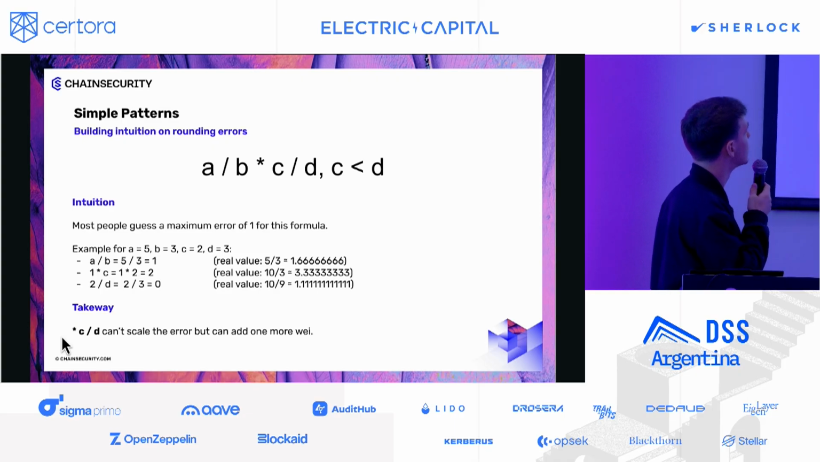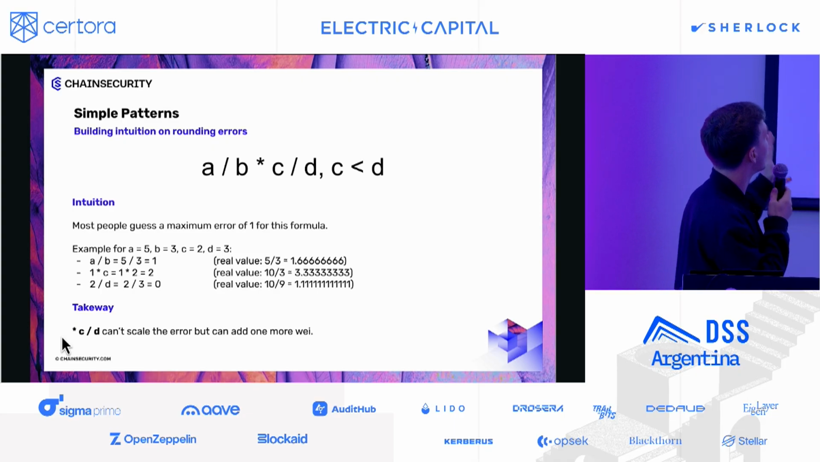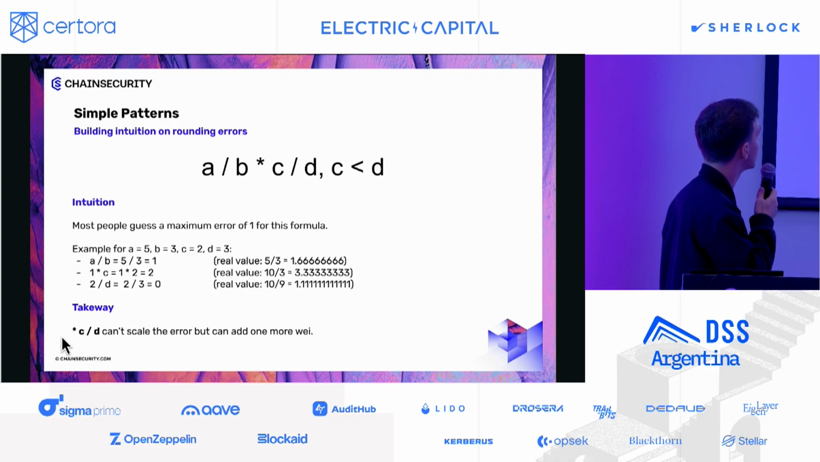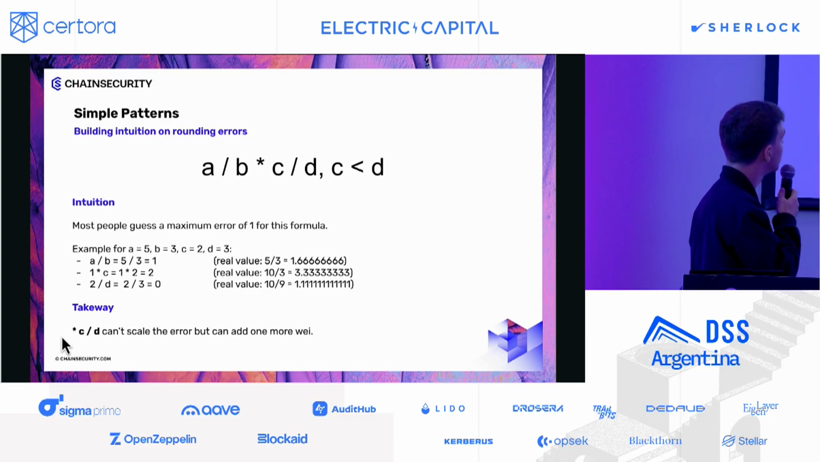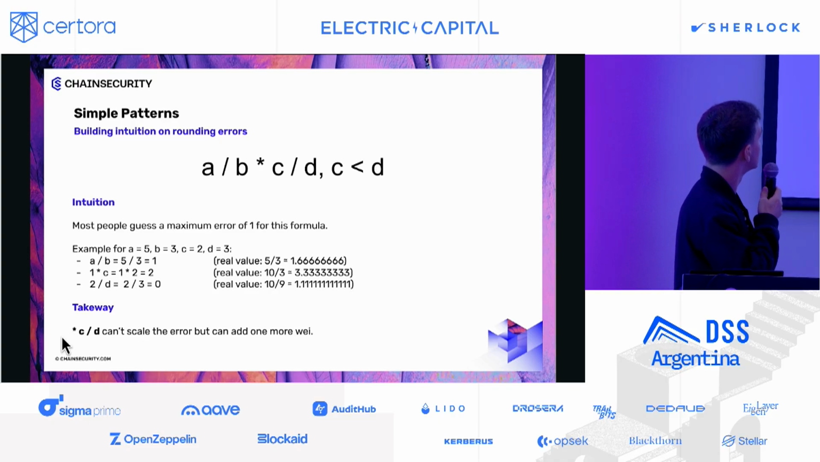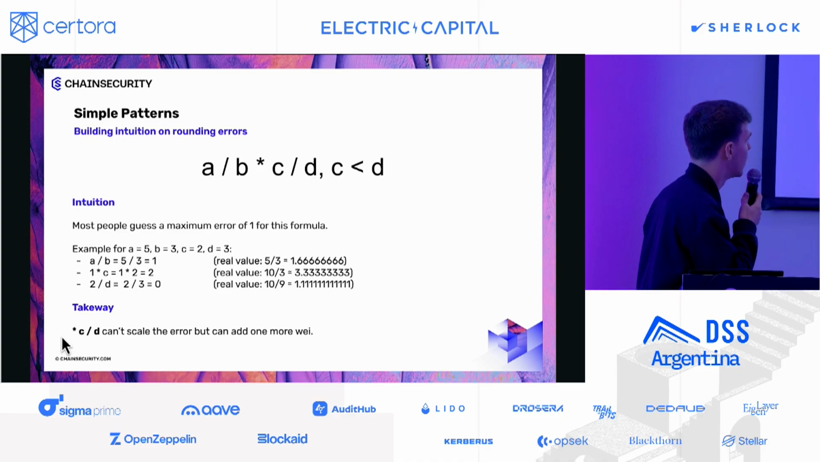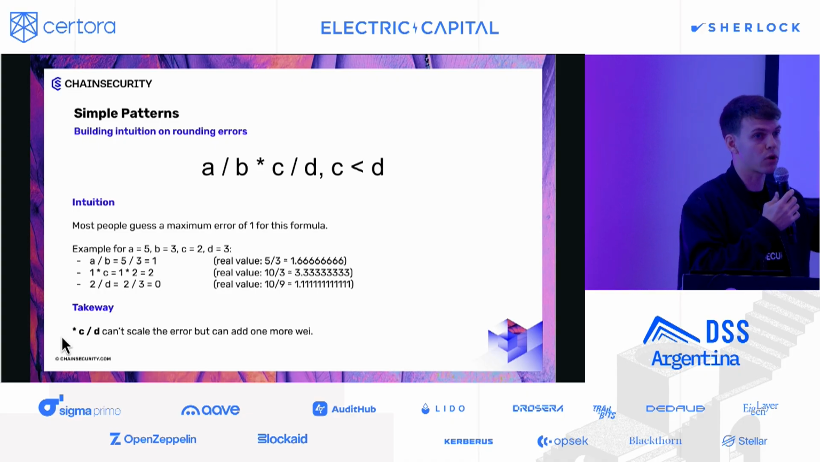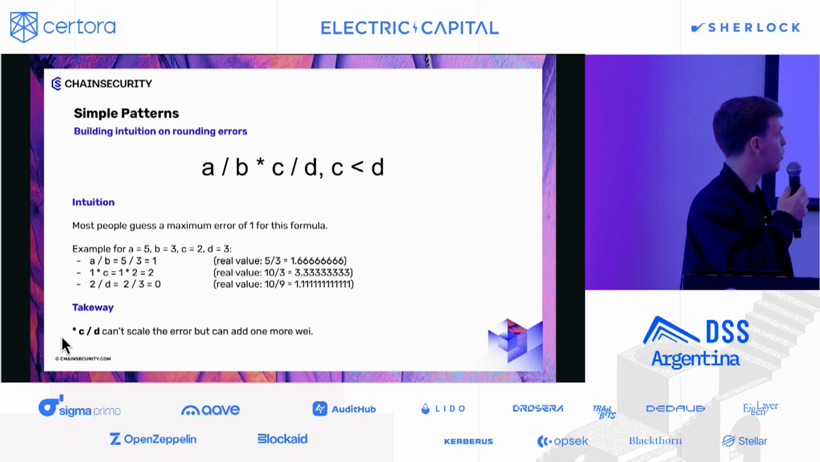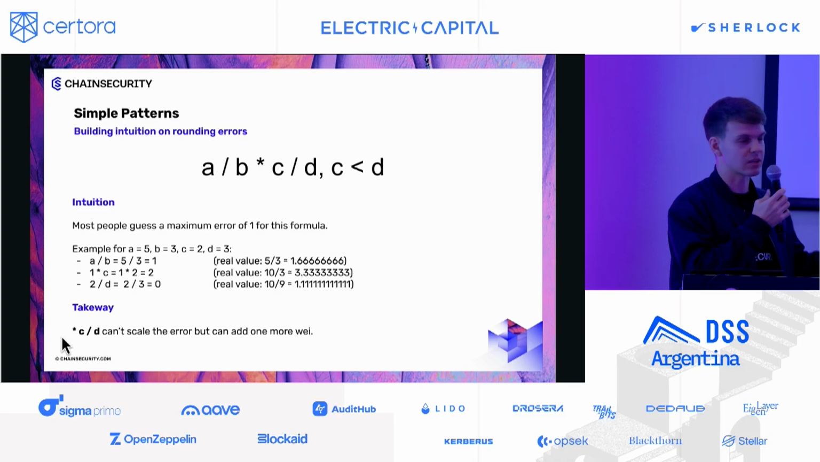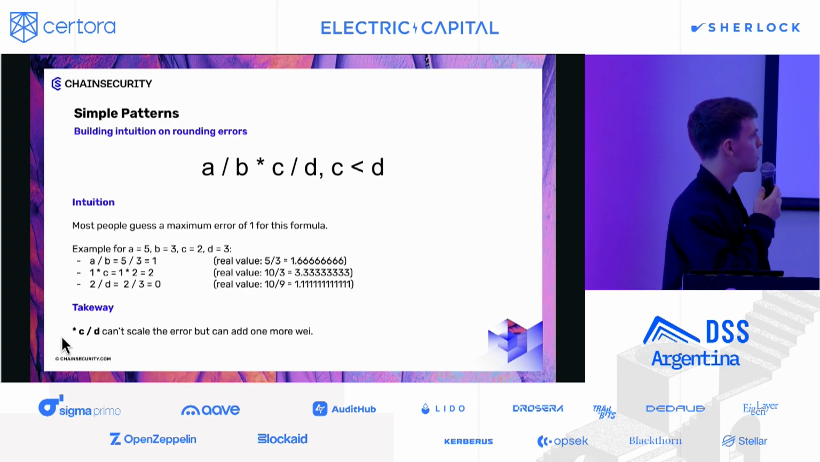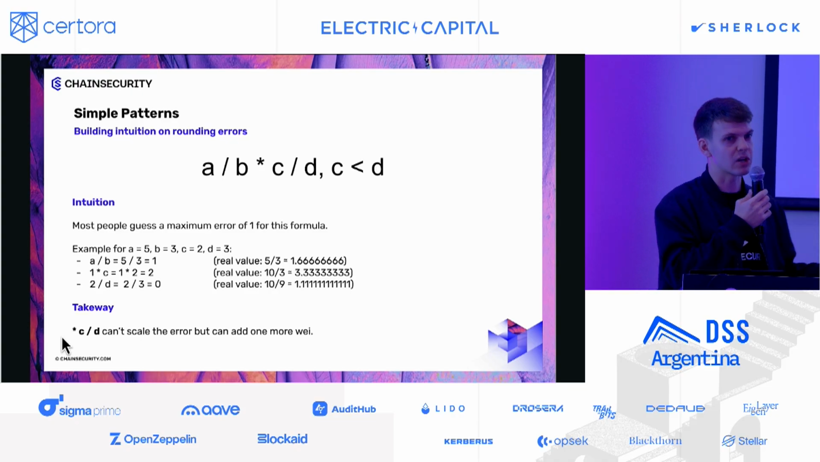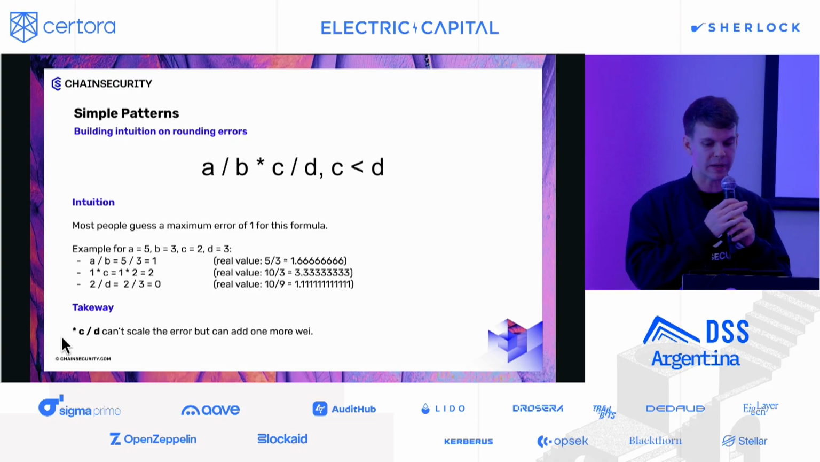in this example. So in this example, we have A, which is 5, and we divide by 3, and we get 1. Then we multiply by C, which is 2, and we get 2. And then we divide by D, which is 3, and we get 0. So this is actually further away than 1 off from what we expected. It's actually 1.11111, right? So we can actually be really further away than what we expect.